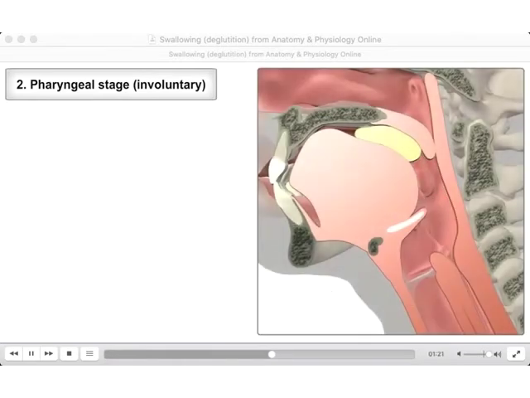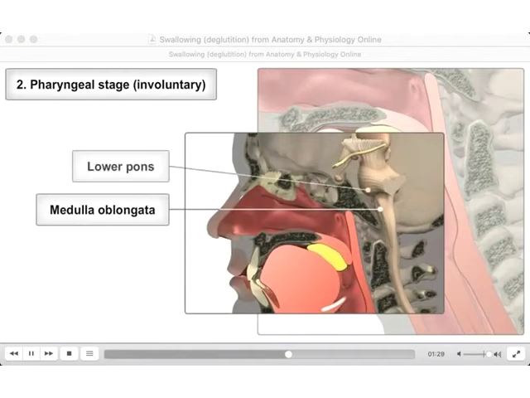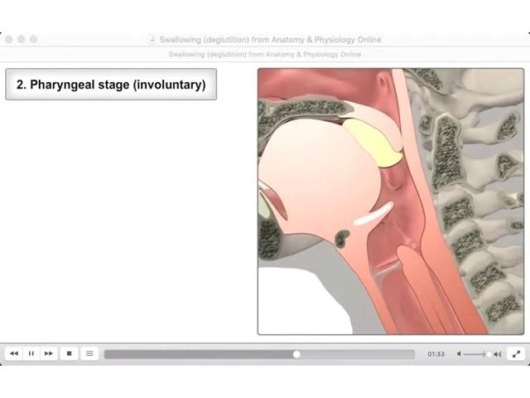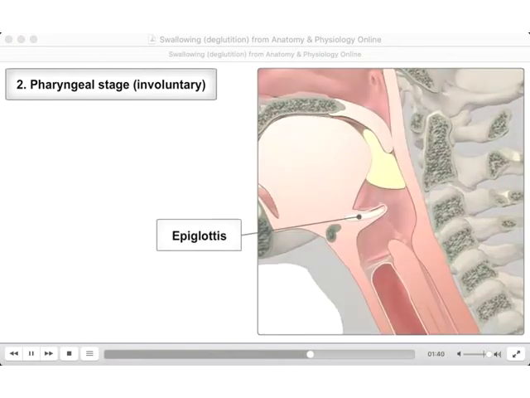Movement of the bolus stimulates receptors in the oropharynx, which send impulses to the deglutition center in the medulla oblongata and the lower pons of the brainstem. The brain signals the soft palate and uvula to close off the nasopharynx, and the epiglottis to seal off the larynx. This prevents the bolus from entering the respiratory tract.